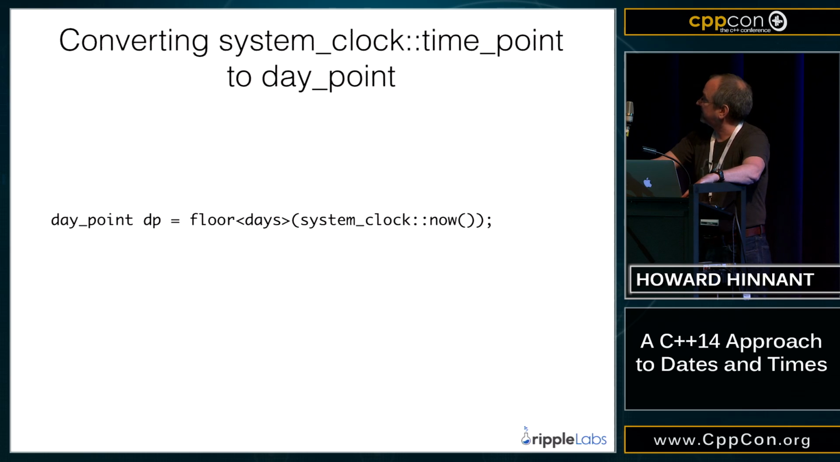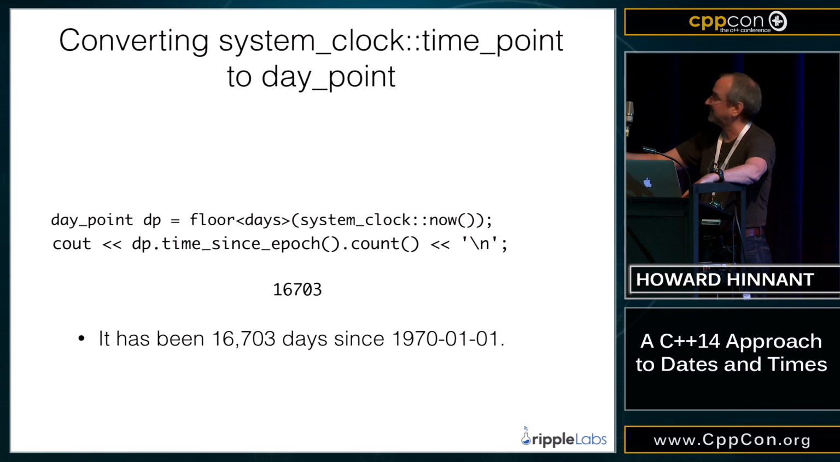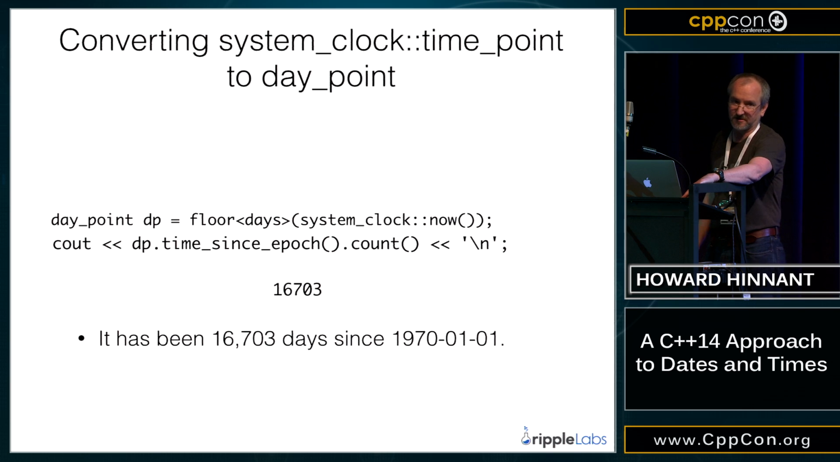So what does this look like? We call now. We look inside with the time since epoch method, and we run this today, and we'll get 16,703 days again. It's as simple as that.